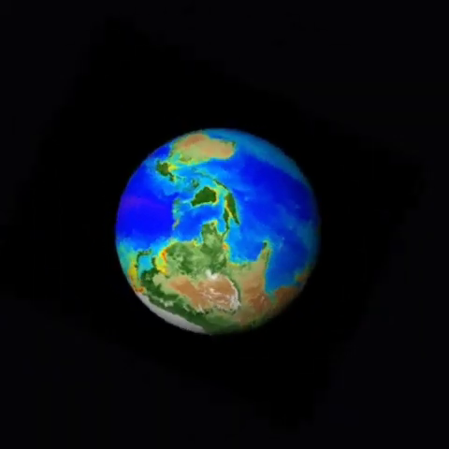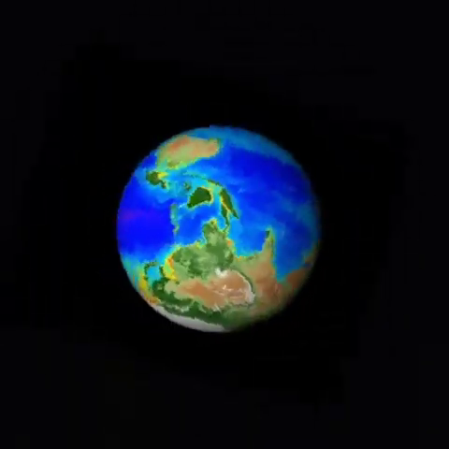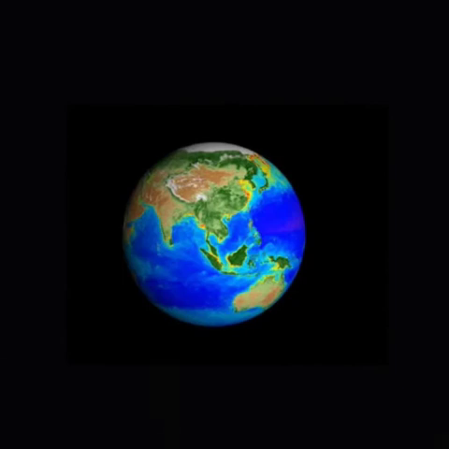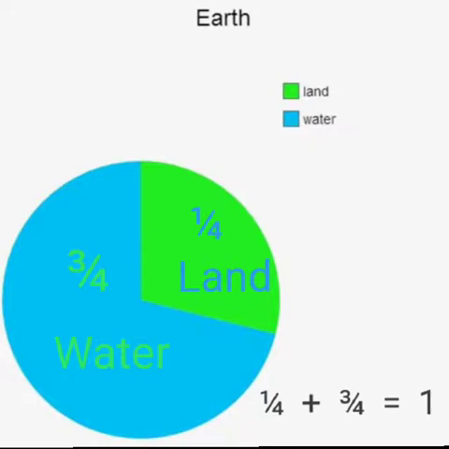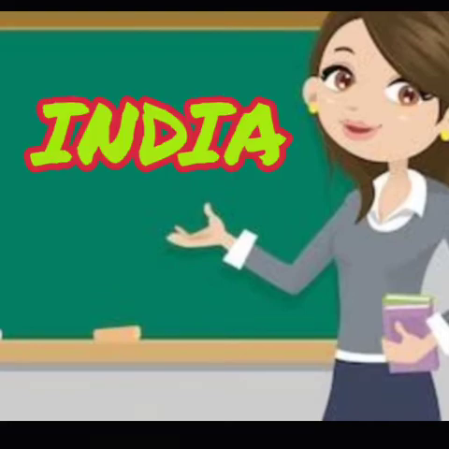Students, we know that our earth is like a giant ball. In the previous chapter, we already learned that the surface of the earth is covered with land and water. Three-fourths of the surface is covered with water and the rest, one-fourth, is land. My dear students, we live in the country named India. It is our motherland. It is one of the most beautiful countries in the world. It is the seventh largest country in the world in area and the second largest in population.